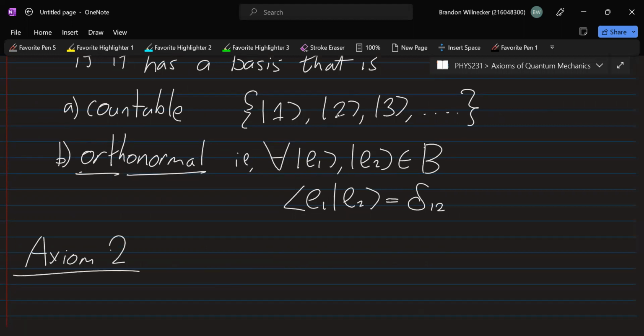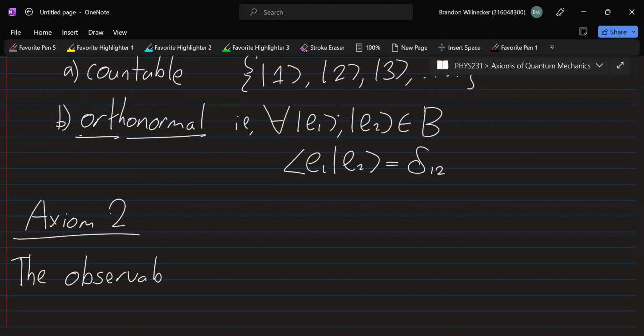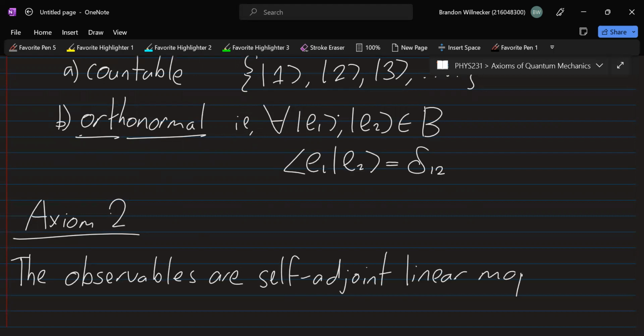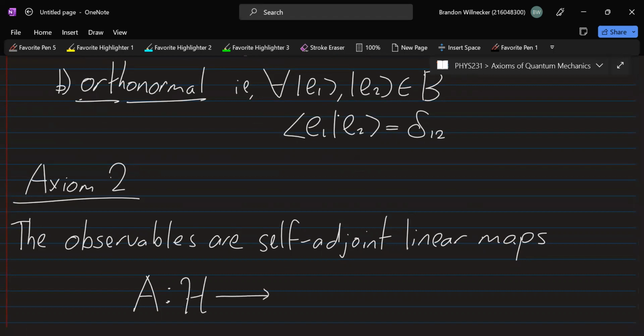Axiom 2. The observables, those are the things that we can measure, are self-adjoint linear maps. We know what that means now. We can write that as A for the linear map, and this goes from the Hilbert space into the Hilbert space.